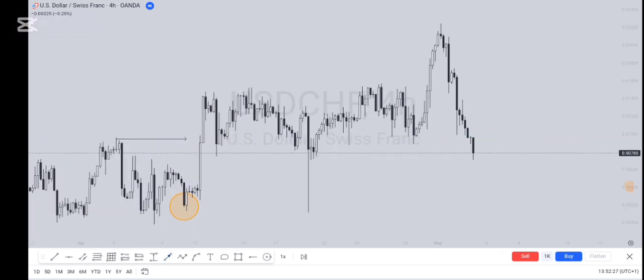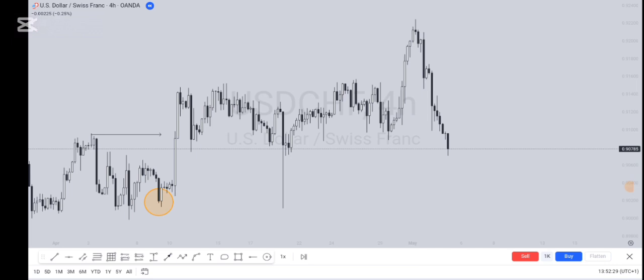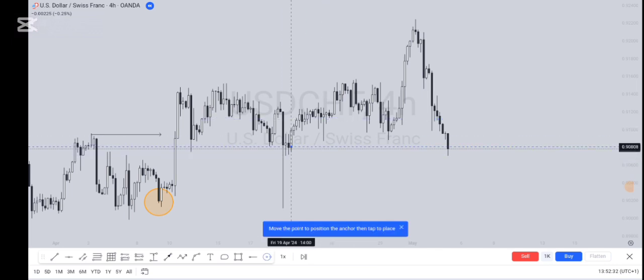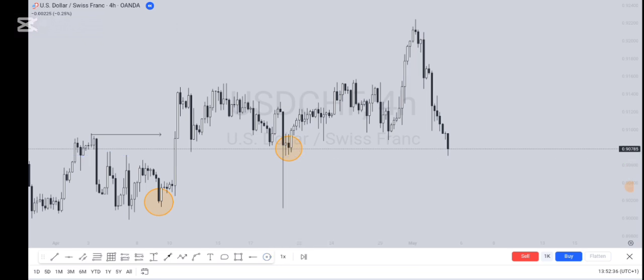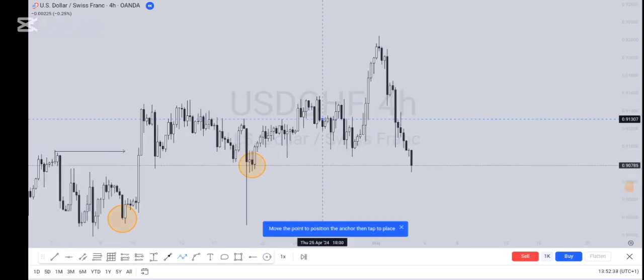Now where is the next swing point? This is the next swing point, right? This is the zone that led to the break of structure, and the market kept on moving in an uptrend. We can see the market broke structure and kept moving in an uptrend.